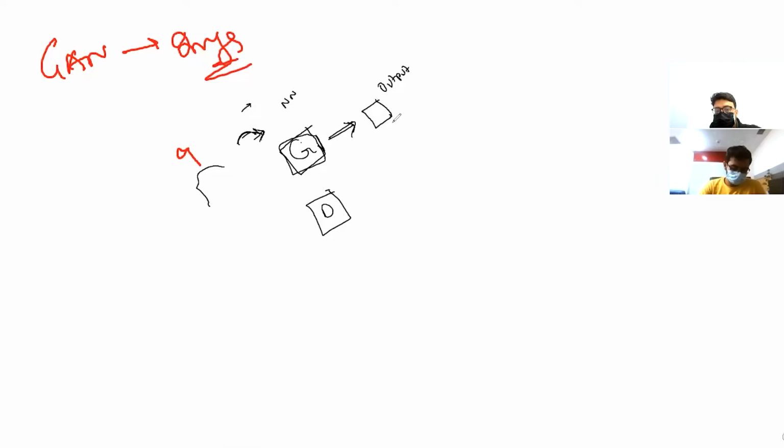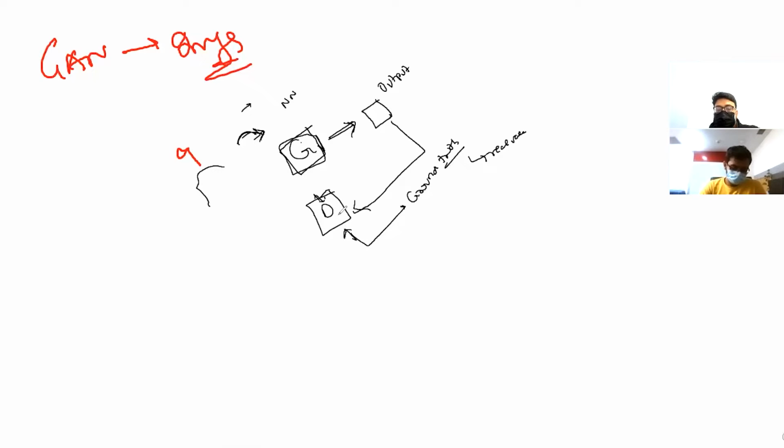Then we will pass this output to a discriminator. The discriminator will receive two inputs. First, it will receive from the generator, and after that it will receive a ground truth. The ground truth is the real value.